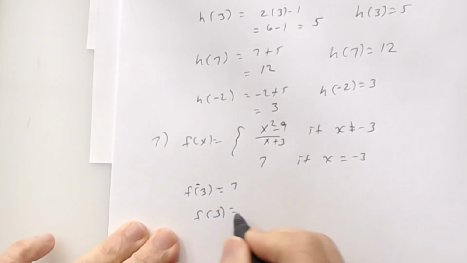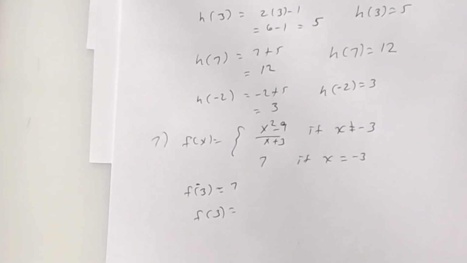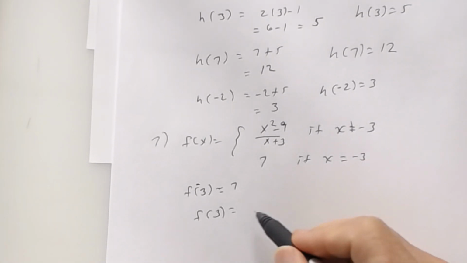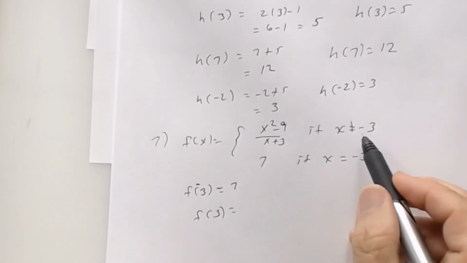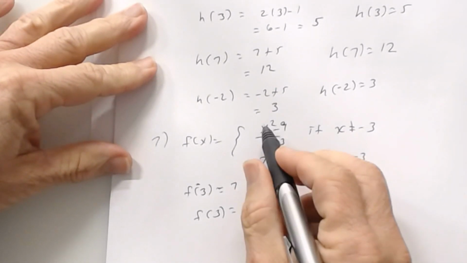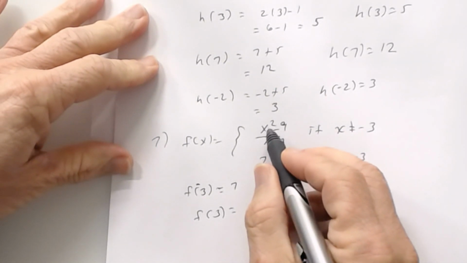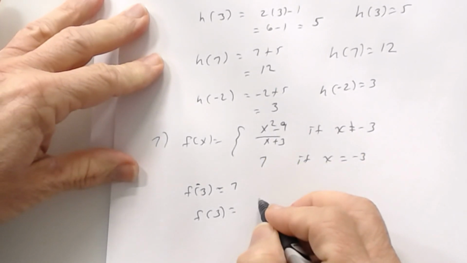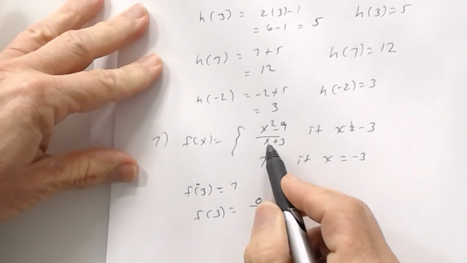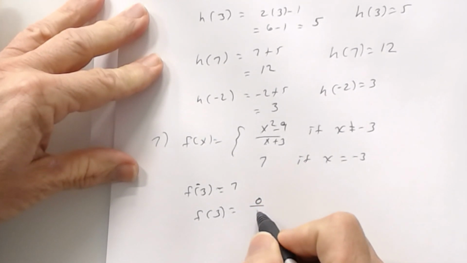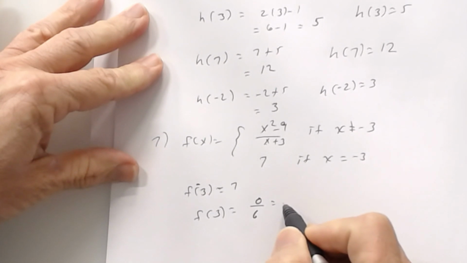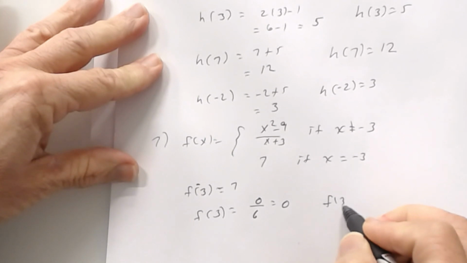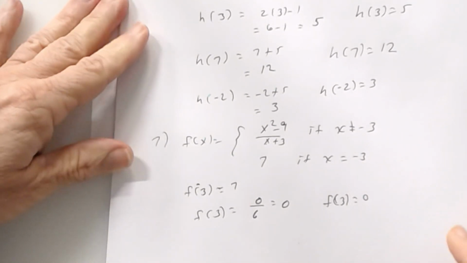What about f of 3? Which one do I use? Top one. Because that says I use the top function if x does not equal negative 3. Well, x here is 3. It does not equal negative 3. So I'm going to get this fraction. I'm going to get x squared. So x is 3, right? What's 3 squared? 9 minus 9? 0. The denominator is x plus 3. So that's 3 plus 3, which is 6. What's 0 divided by 6? 0. So you're going to make sure you write a 0. So you can say f of 3 equals 0.